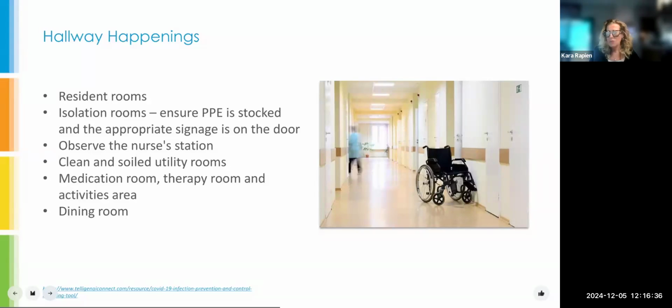These are just a few areas that you can look at, but some additional things to look at are your shower rooms, your wheelchairs.